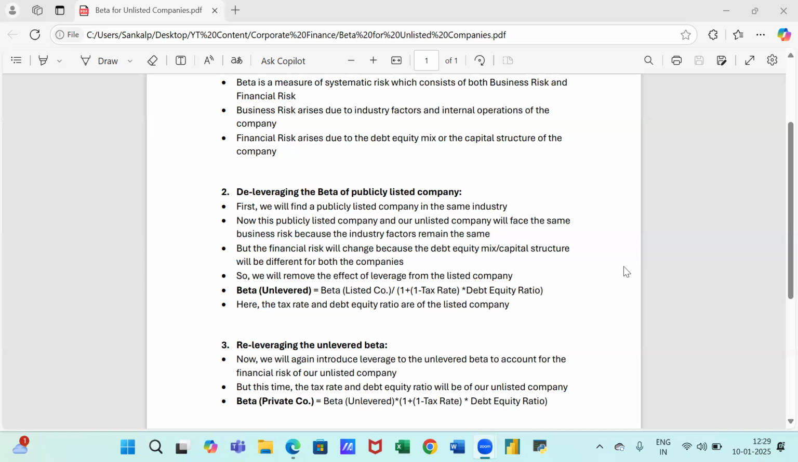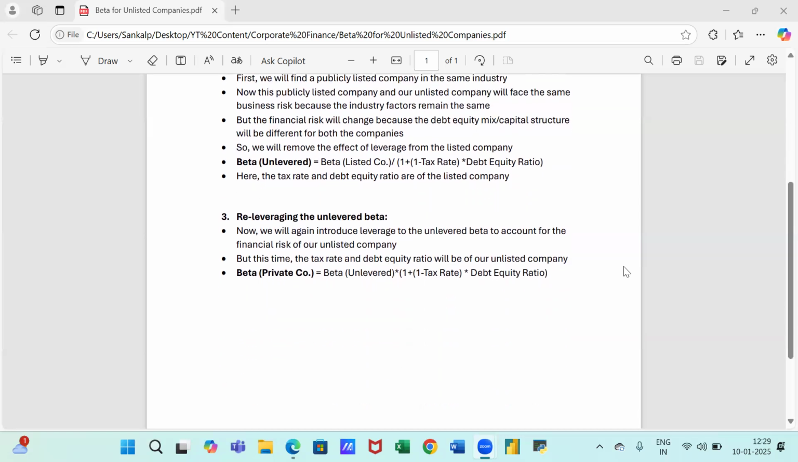I hope that's clear. Second, in order to find out the beta of our private company, we'll reintroduce leverage using our own debt equity ratio and tax rate. Now, we do this because we want to find out beta for our private company, and beta consists of both your business risk and financial risk. Using the unlevered beta above, I'm taking business risk into account, but in order to take financial risk into account, I also need to introduce the leverage that my private company has.